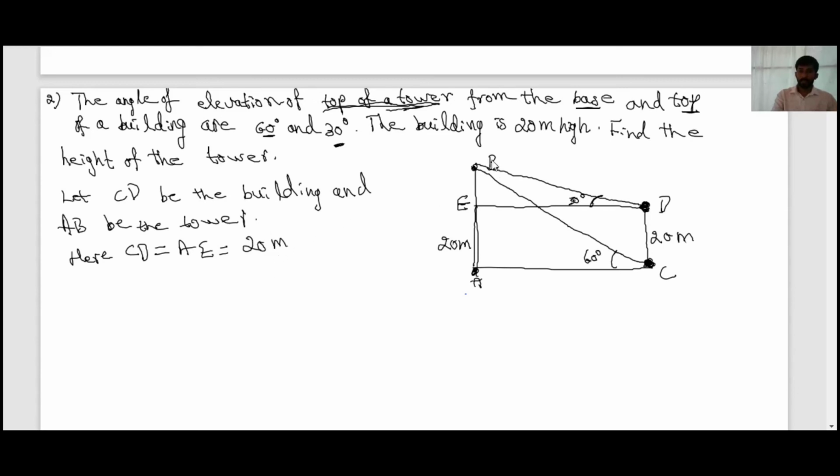Okay, then B to E, take it as X. So AB is equal to 20 plus X meter. Clear? A to E you are taking as 20 and BE as X, so AB, the height of the tower, is 20 plus X meter. Here I'll write BE is equal to X meter. This is our assumption. So AB is equal to 20 plus X meter.